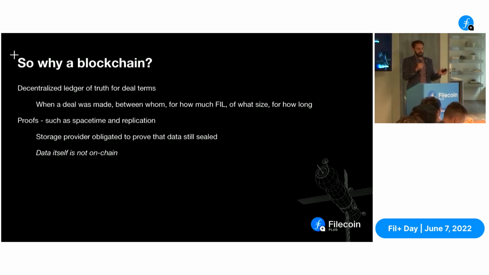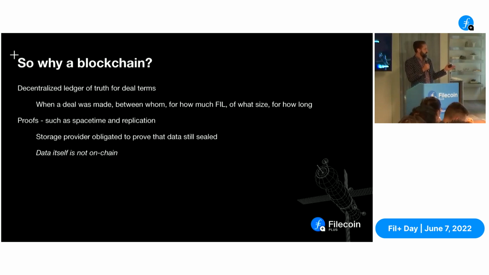Why do we do this on a blockchain? Again, very high level, we have a decentralized ledger of truth. We have a place where anyone in the community can go and say, all right, I have made a deal at some point in time between some set of actors for some amount of money, for some size, for some duration. And that is a source of truth that we'll all look at and say, in this marketplace, that is something we all agree to.